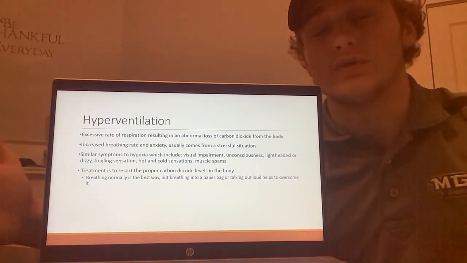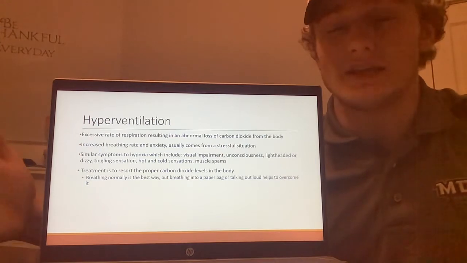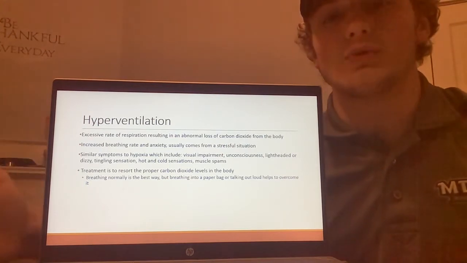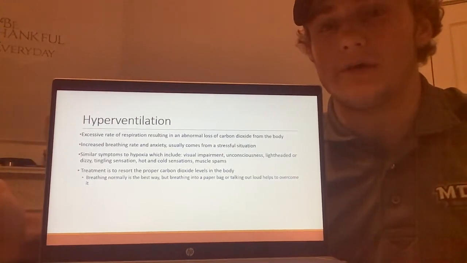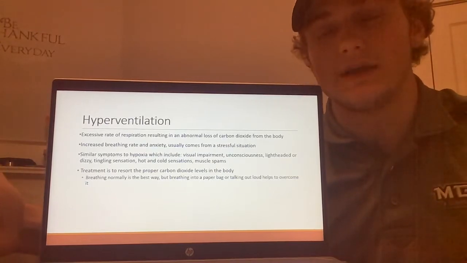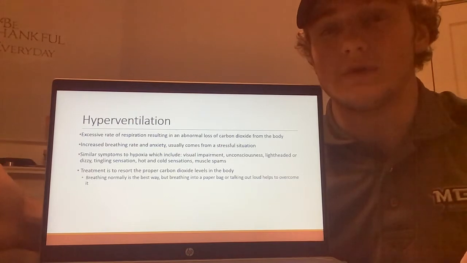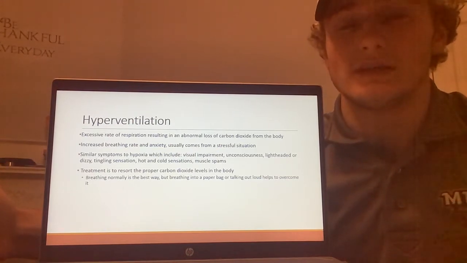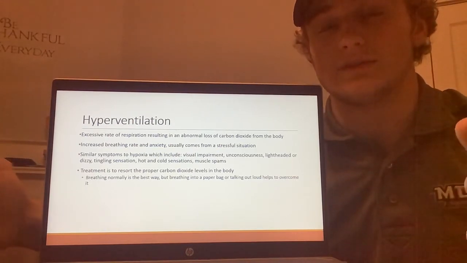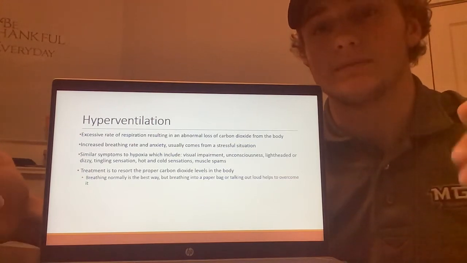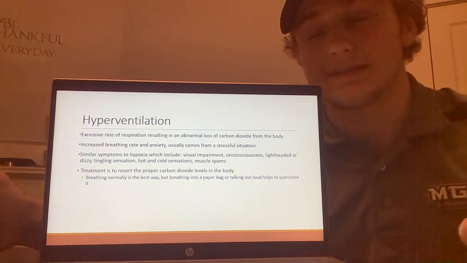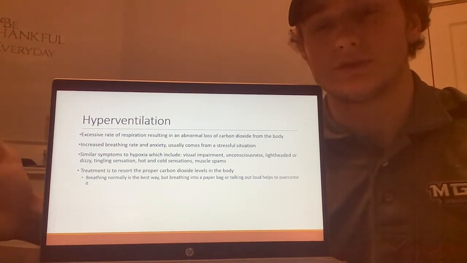In order to treat this, what they can do is just breathe at a normal rate. That's all it is. It's just an increased breathing rate. And as long as they start to realize it and breathe at a normal rate, they'll get their carbon dioxide level back pretty quickly. It subsides pretty quickly once they start breathing normally.